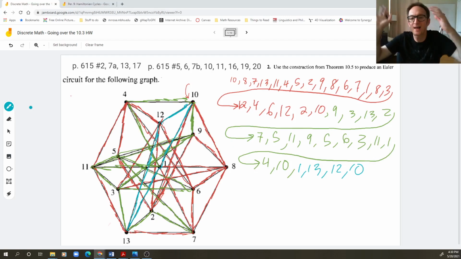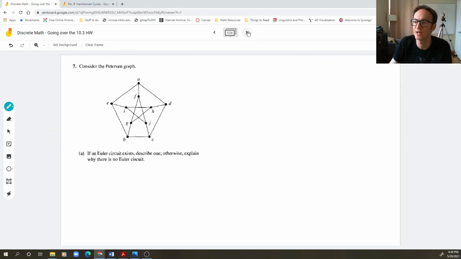In fact, I kind of faked the algorithm because this time I did not choose my vertices randomly. I tried to avoid going back to 10, and so I didn't have to do any splicing. So maybe this was not only annoying, but I didn't even really get to illustrate the algorithm because of what happened. I sort of just won on the first round. Okay, whatever. Moving on. Here we go, the Petersen graph.